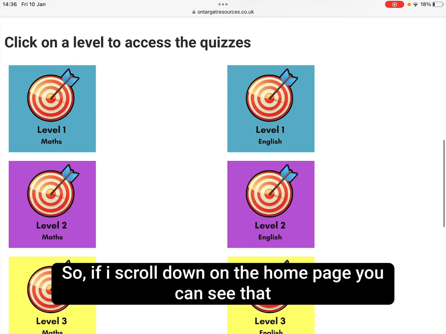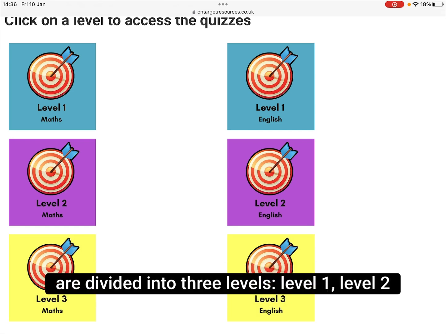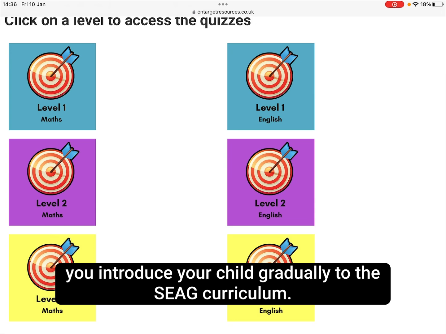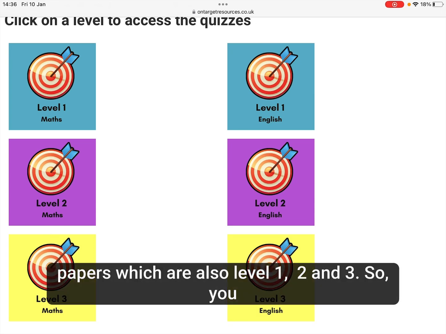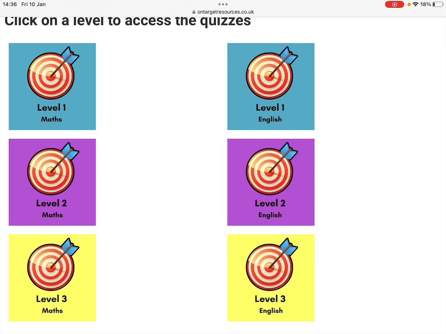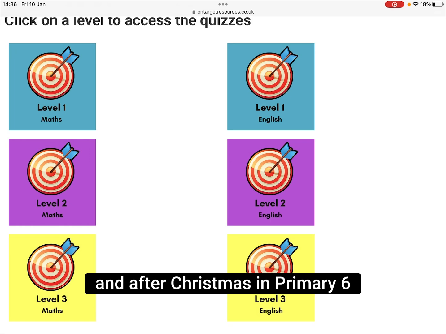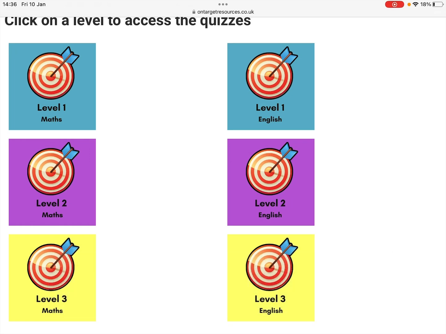So if I scroll down the home page, you can see that you can get access to the quizzes here. So our quizzes are split into three levels: level 1, level 2 and level 3. And the whole idea of the levels is that you introduce your child gradually to the SEAG curriculum. The levels also tie in with our levelled practice papers, which are also level 1, 2 and 3. So you could be starting level 1 at the moment, after Christmas in P6. You could start at the beginning of P6 if you want and just break them in gently. And then you progress on to level 2 and level 3.